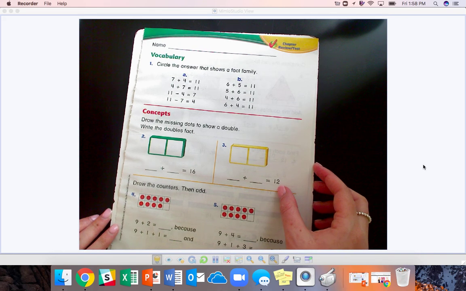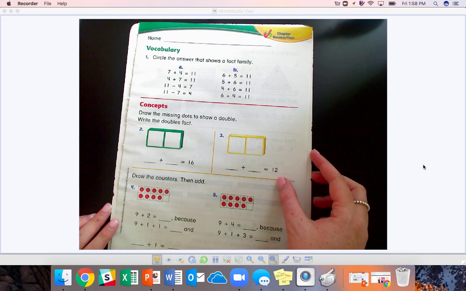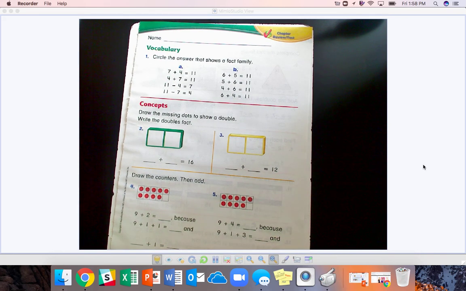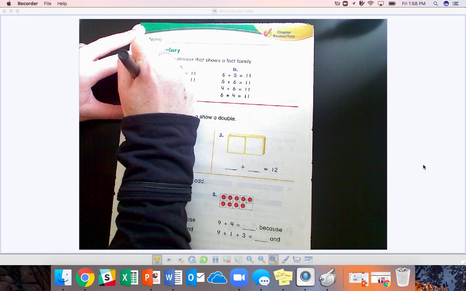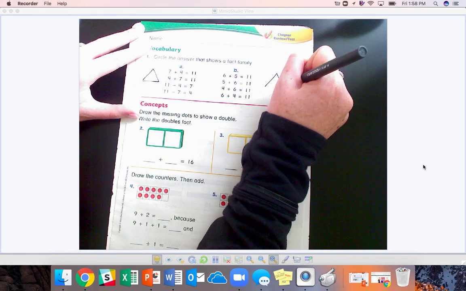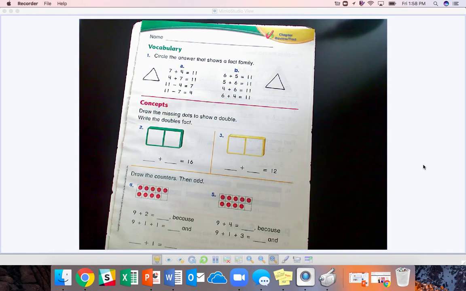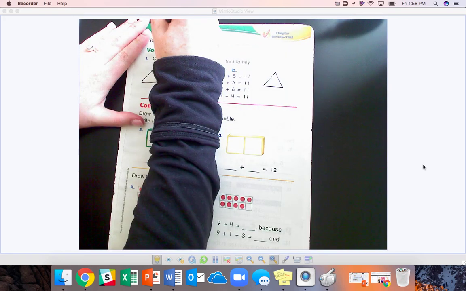Most of you will have already completed this page by yourself, so you can just go through and check your answers. If not, you can complete it as you're following along. Number 1, circle the answer that shows a fact family. Remember, a fact family should only have 3 numbers, so one way to check is to make your triangle and put the numbers inside the triangle. If there are more than 3 numbers, it is not a fact family.